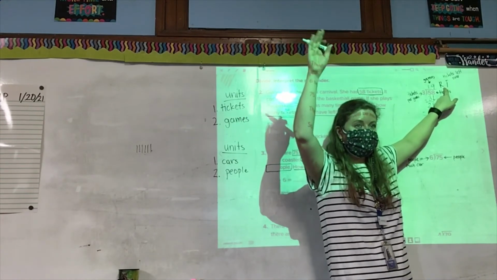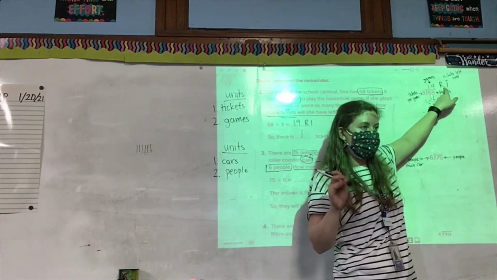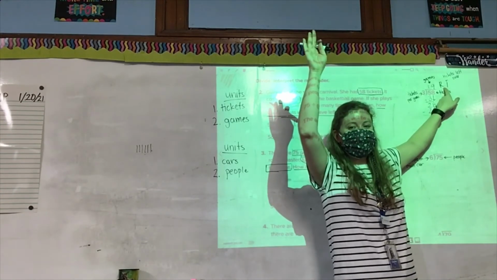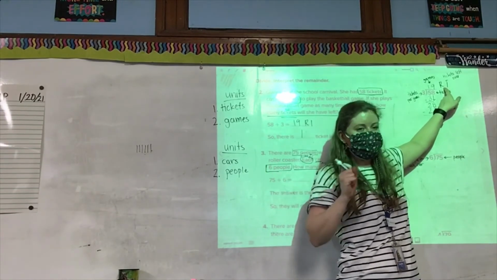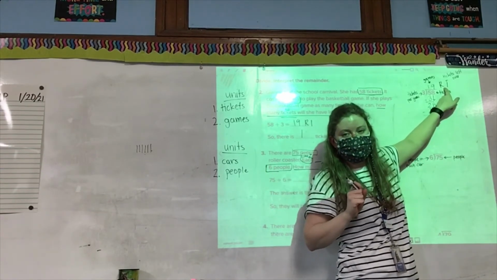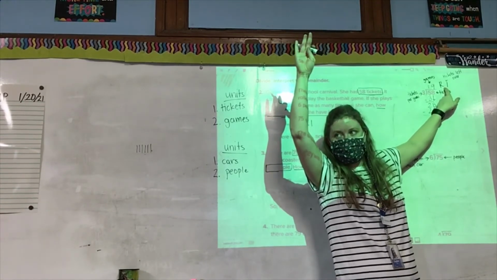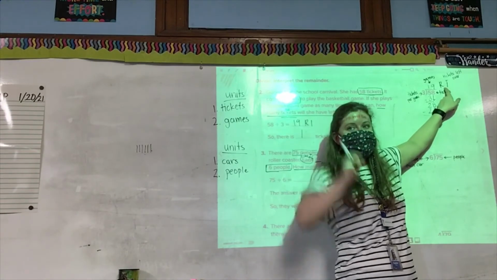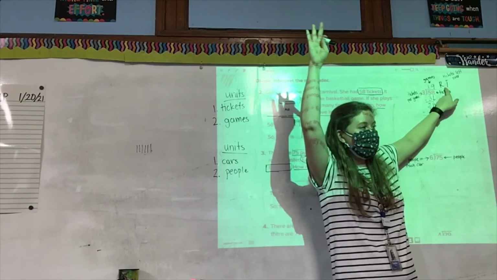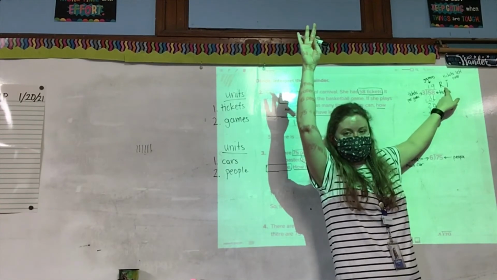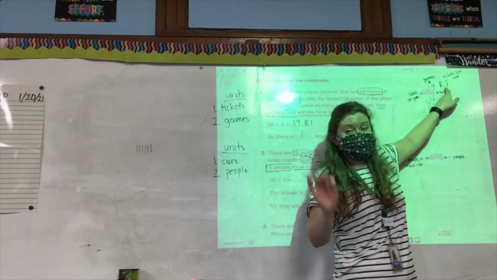Michaela. The items left over. Class, does the remainder ever change? No. What does it always represent? Mason. The items left over. Class, does the remainder ever change? What does it always represent? Victoria. The items left over. Class, does the remainder ever change? No. What does it always represent? Zari. The leftovers. The items left over.